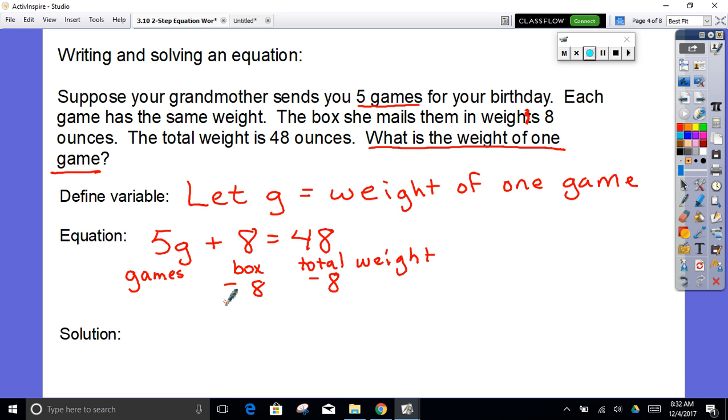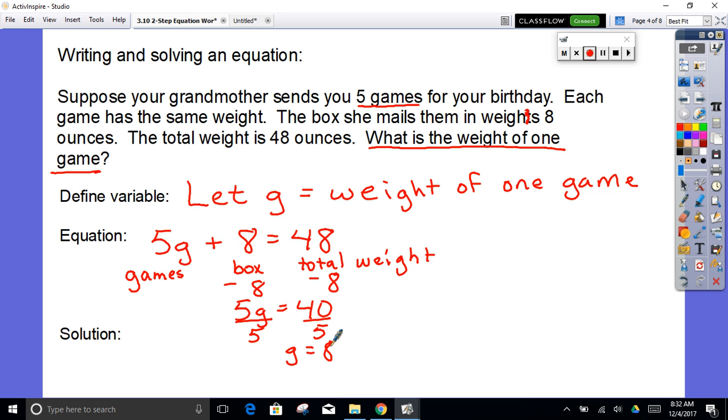48 minus 8 is 40. Okay, what's left on this side? 5G. 5G equals 40, and then what? You divide them by that. Good. Divide them both by 5. You get G equals 8.